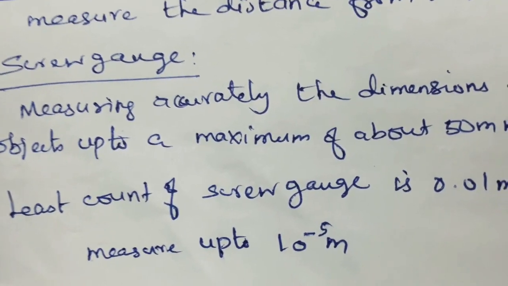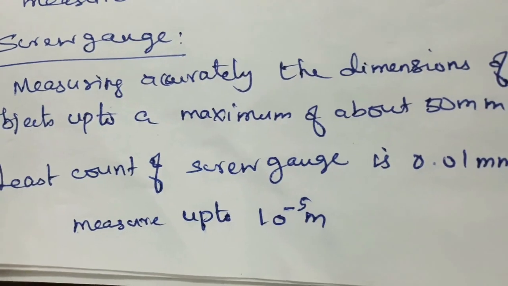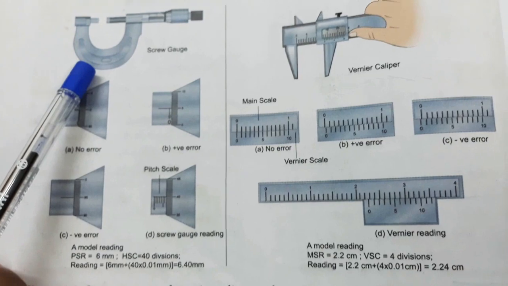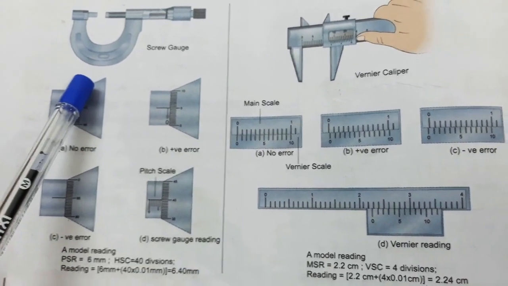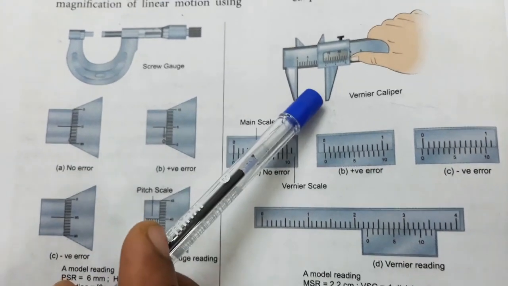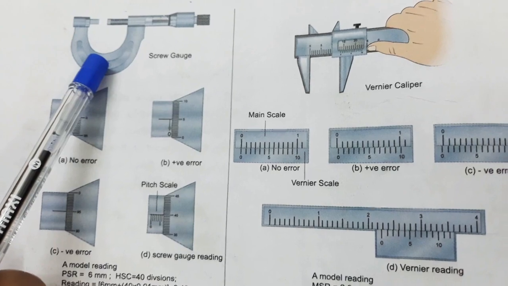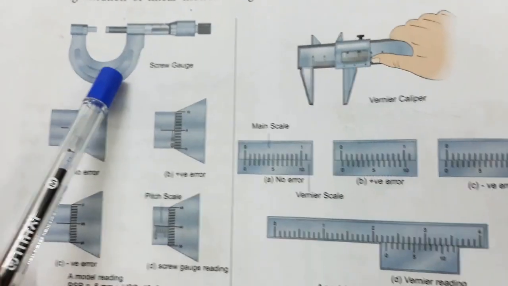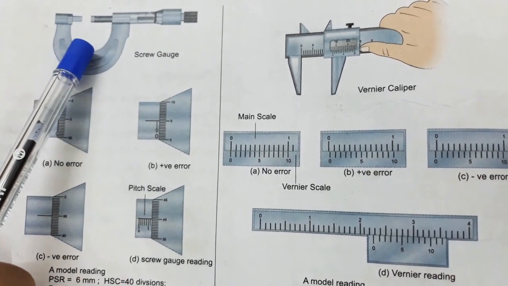Measurement of small distances using screw gauge and vernier caliper. Screw gauge and vernier caliper you have learned in the 10th standard. This is the screw gauge, this is the vernier caliper. With the help of the screw gauge, you may have calculated the thickness of a coin, calculating the zero error, zero correction, and then the thickness of the coin.